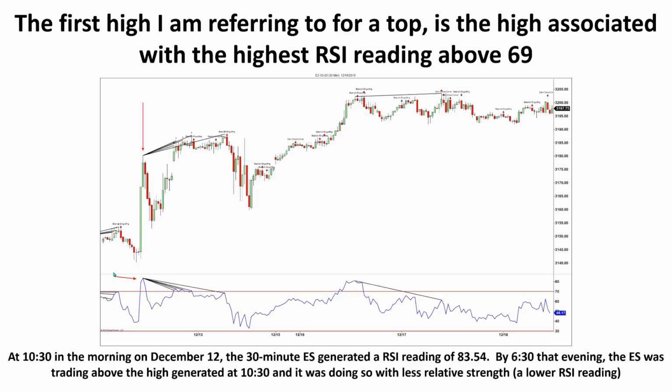So let's step back for a moment. Take a look at the highest RSI reading. We've got that pinpointed here. You can see the red arrow. And then we take a look at what was the highest reading. What did the ES trade to at the point in time when we have that highest relative strength reading? That's our first high. It's not the first high, but the first high can be the setup. It's really about what comes after that high.